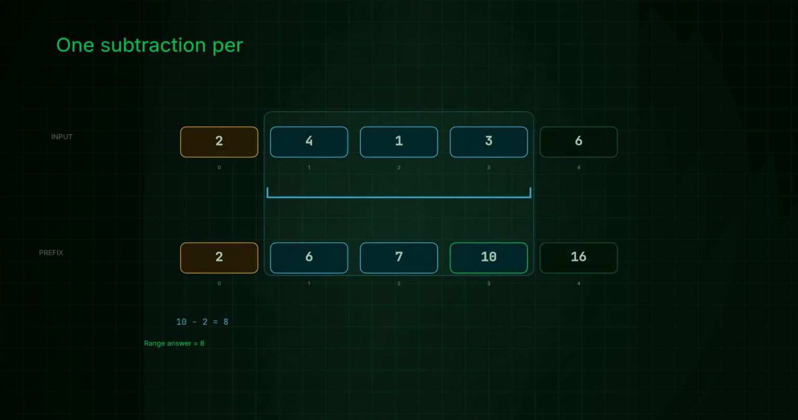For one range, direct addition is fine. For many ranges, it would scan the same values again and again. Prefix totals let every query reuse work already done. Read the total at the right boundary, remove the total before the left boundary, and the answer is ready in constant time.